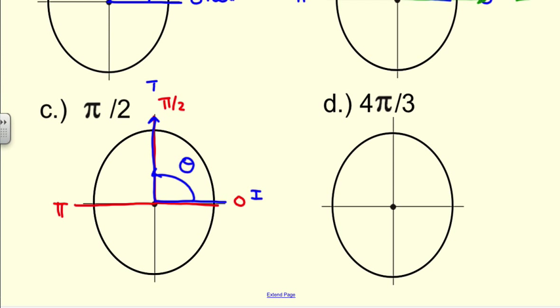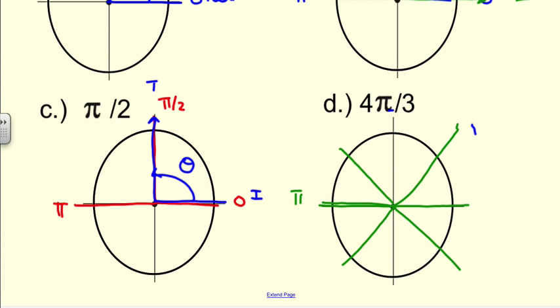Last one on this slide. 4 pi over 3 is what we want to graph. So I want to split up this pi, this top half of the pi, into thirds. So here's a third, here's a third, here's a third. Then I'm going to go down another piece of the pie, so the bottom half of the circle, and split it in thirds. And now I count.